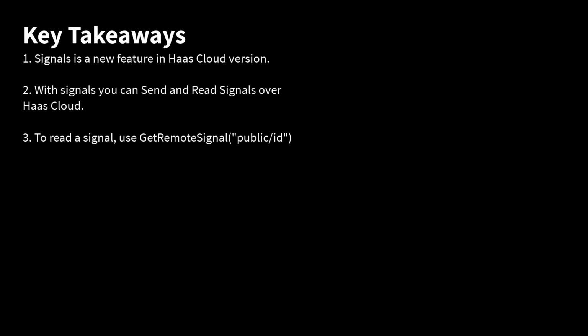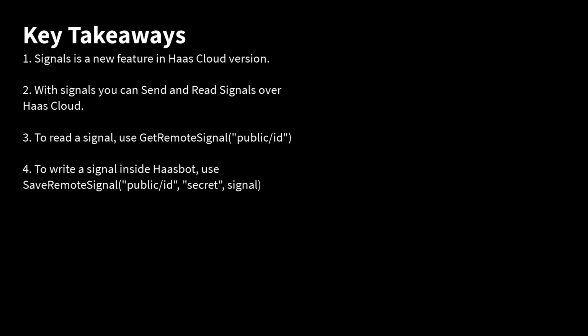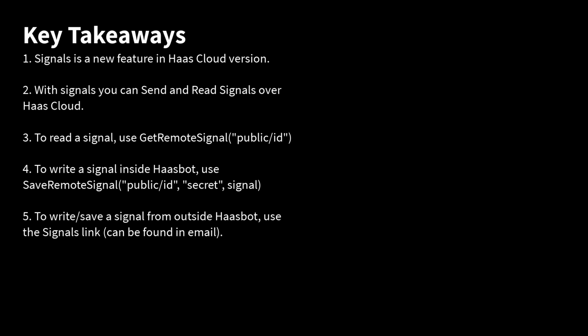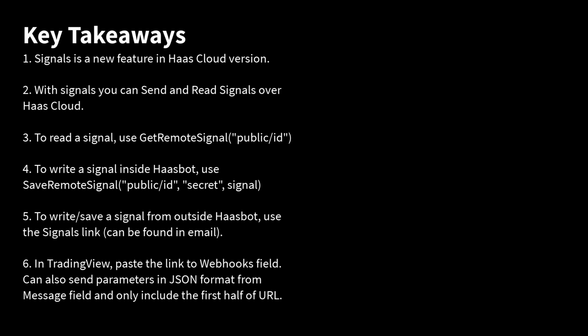To recap, Signals is a new feature available in Haas Cloud version. With this feature, you can save and access signals using a pair of keys. To read a signal, use getRemoteSignal with public key. To save a signal, you will need secret key as well as public key. The command for saving a signal is save remote signal, or you can just ping that link with your key parameters. To use this with TradingView, use this URL. You can also use only the first part of the URL and send the parameters in JSON format in the comment box.